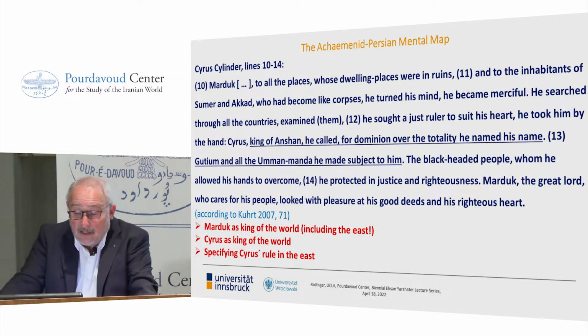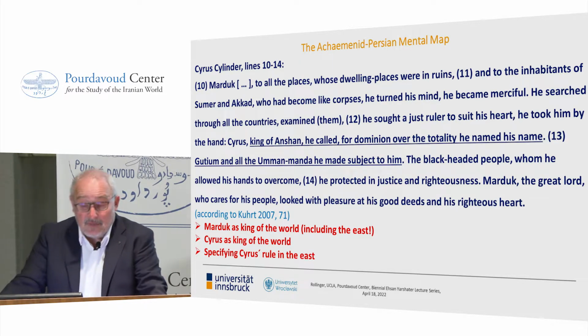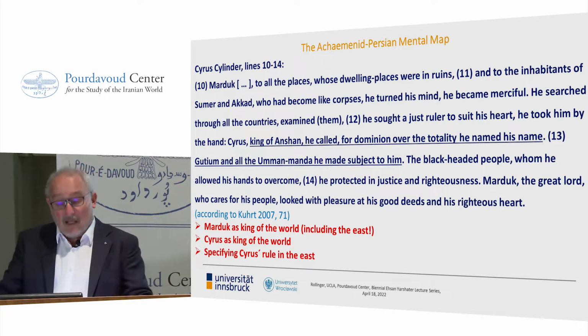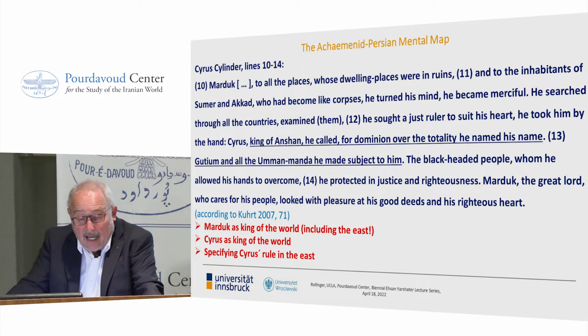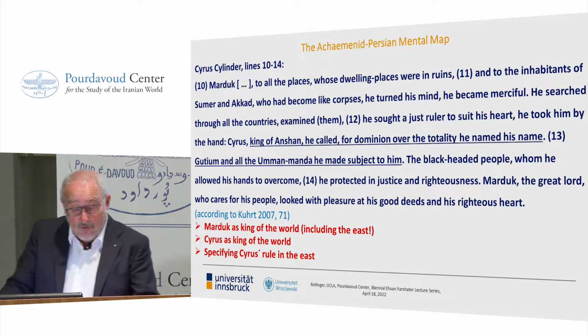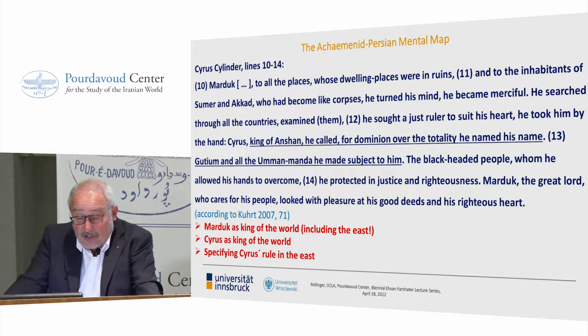He called for dominion over the totality, he named his name, Gutium, and all the Umanmanda he made subject to him. The black-headed people, so just an expression for the inhabitants of Babylonia, the black-headed people whom he allowed his hand to overcome, he protected in justice and righteousness. Marduk, the great Lord who cares for his people, looked with pleasure at his good deeds and his righteous heart.